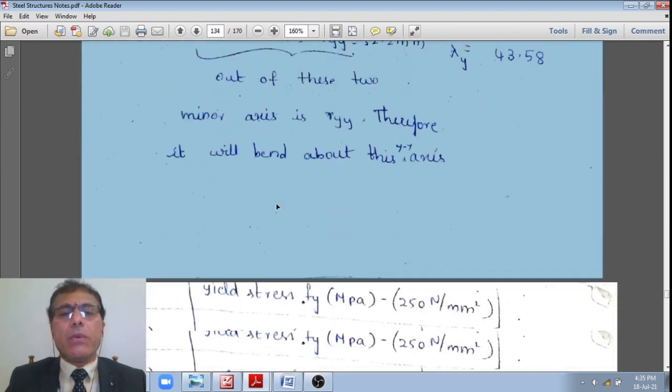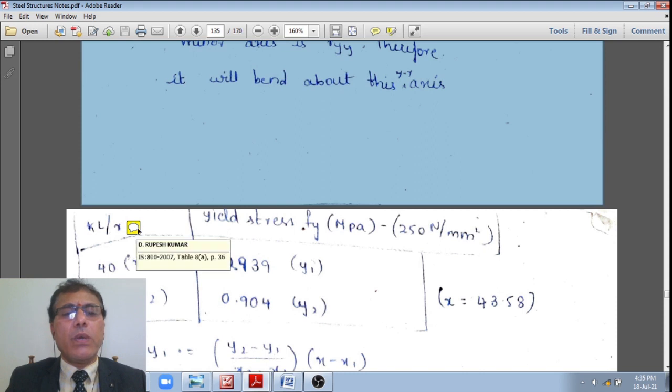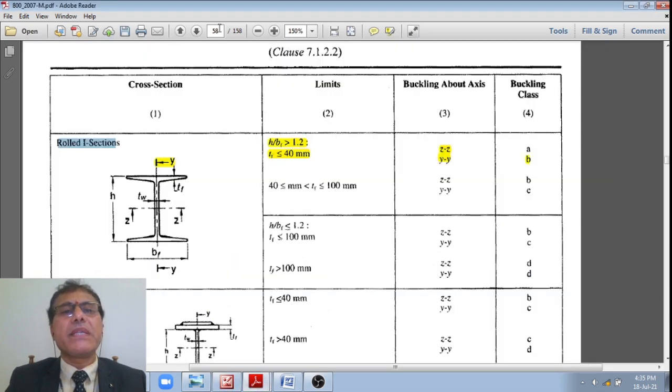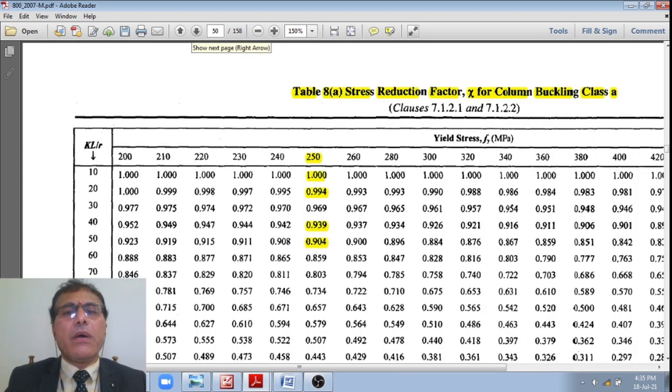However, now I'll go to Table 8A, page number 36 of IS 800. Bear with me for a moment. This is page number 36, Table 8A, the stress reduction factor for columns for buckling class A.